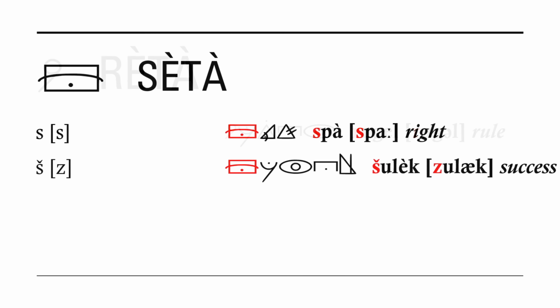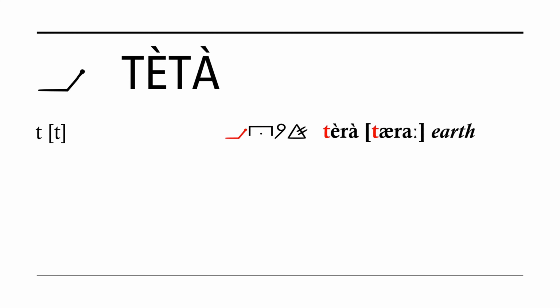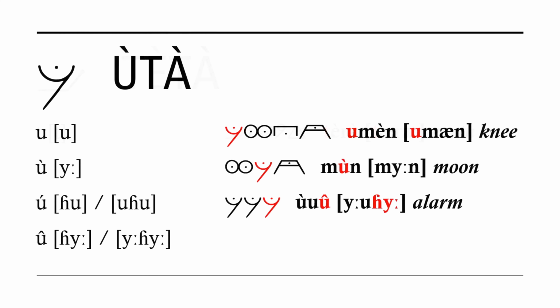Seta can be pronounced S or Z, as in spa or zulek. Theta is pronounced t as in terra. Uta can be pronounced u, hu, uhu, as in umen, moon, uhu.